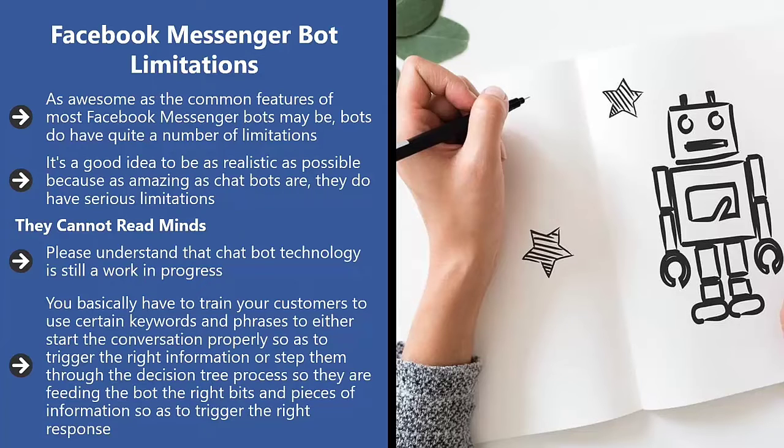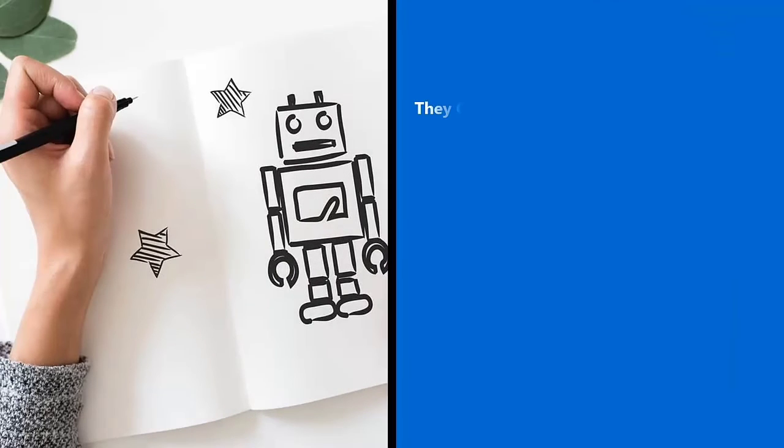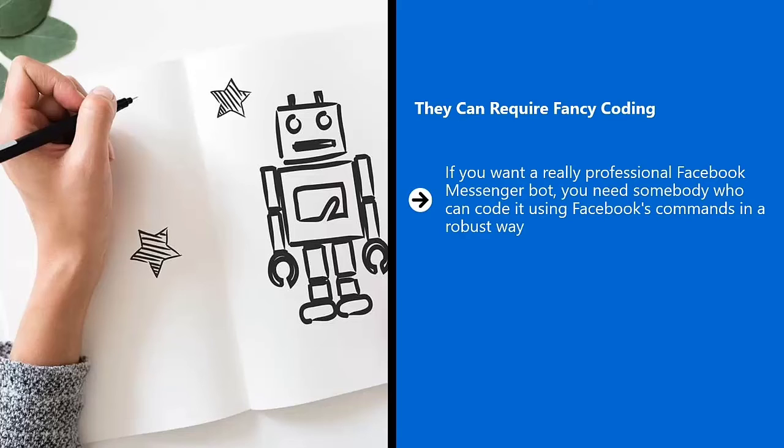This can be quite clunky and awkward depending on how long the decision tree is and how many alternative pieces of information are possible with each branch of the logic tree. They can require fancy coding. If you want a really professional Facebook Messenger bot, you need somebody who can code it using Facebook's commands in a robust way. While you don't necessarily have to have coding skills to come up with a fairly straightforward bot, if you want it to be deep, nuanced, robust, and scalable, you would need professional help.